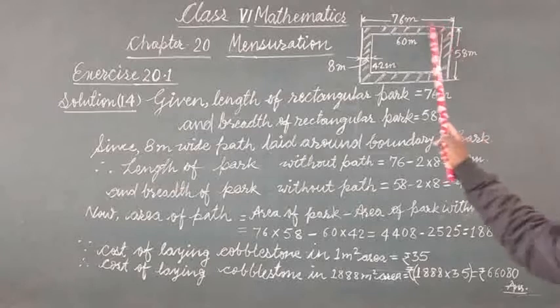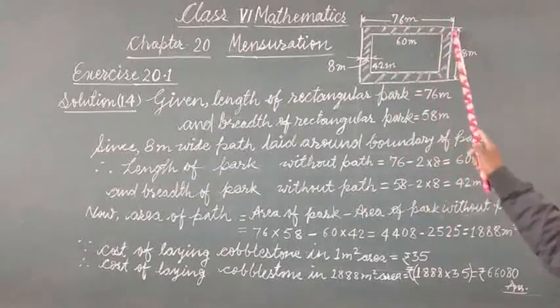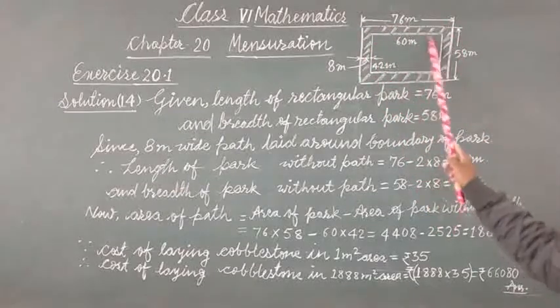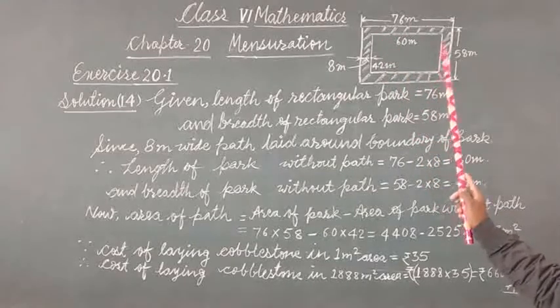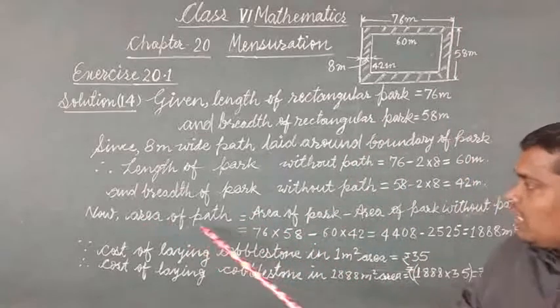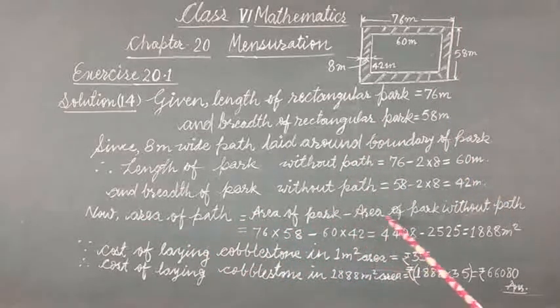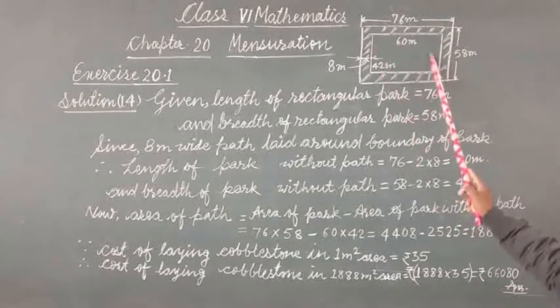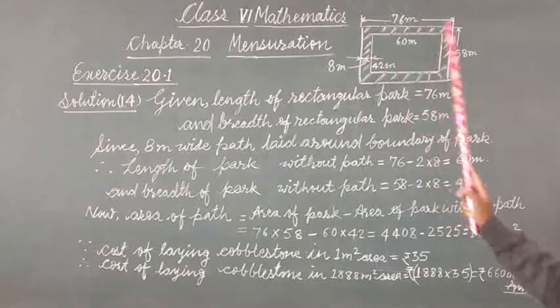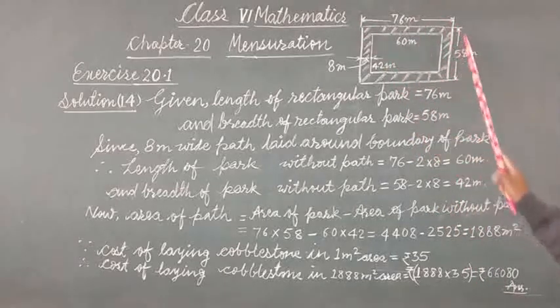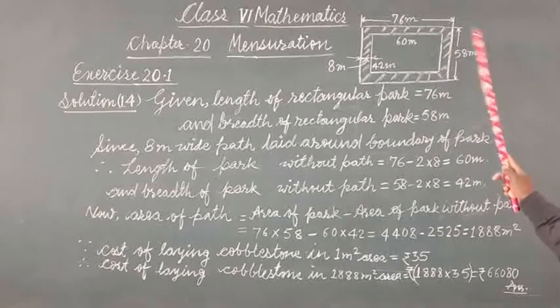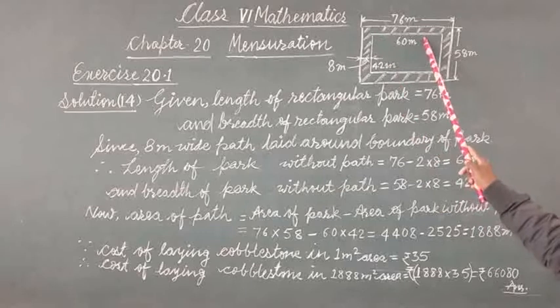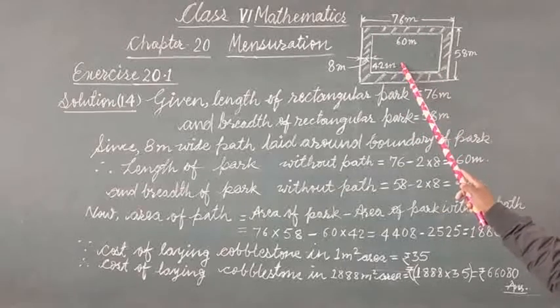Now the area of the path will be the total area minus the area of the rectangle without the cobbled path. So the area of the path is equal to the total area minus the area without the path, which does not contain the path, meaning this area. As you are seeing, to calculate the outer area we have length 76 meter and breadth 58 meter, and to calculate this area we have length 60 meter and breadth 42 meter.